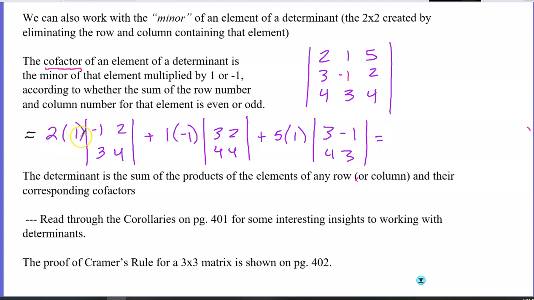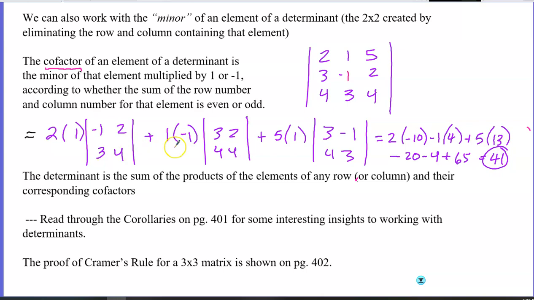So we have 2 times the determinant of this guy, which would be -4 minus 6. So -4 minus 6 gives me -10, plus, oops, nope, -1. So minus 1 times, this would be 12 minus 8, so 4, plus 5 times the determinant of this, which would be 9 minus negative 4. 9 minus negative 4 is plus 4, which is 13. So then we have negative 20 minus 4 plus 65, which does in fact give us 41. Yay, we knew it would.